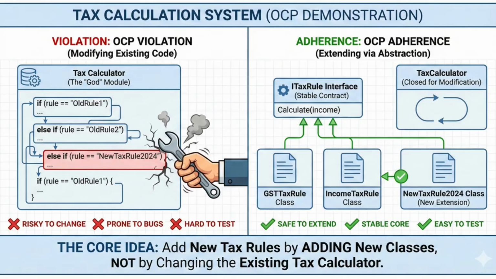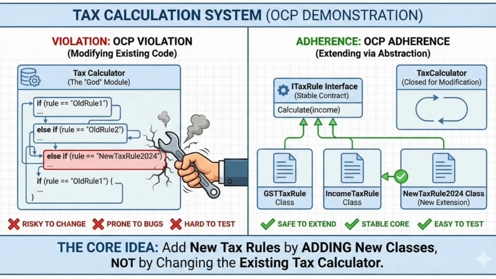In this example, we are looking at how the open-closed principle works in a real-world tax calculation system. On the left side of the image, we see the wrong approach, a tax calculator designed as a single God module. Inside this one big class, all tax rules are written using multiple if and else if conditions like old rule 1, old rule 2, and even the latest new tax rule 2024.